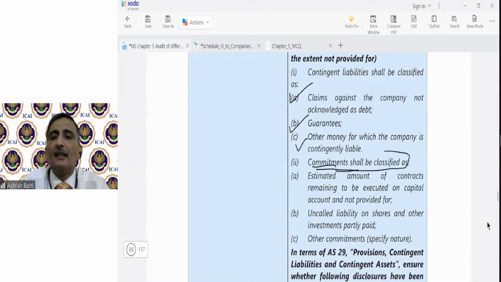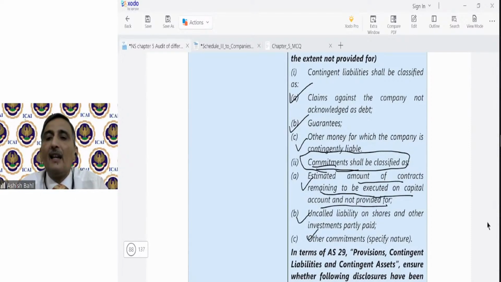Commitment means, say sometimes, students, companies commit themselves for certain things, like a company may commit itself for executing some capital expenditure project. So commitments shall be classified as estimated amount of contracts remaining to be executed on capital account, and uncalled liability on shares. If some share money is uncalled, then uncalled liability on shares and other commitments.